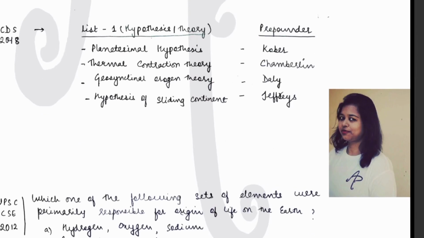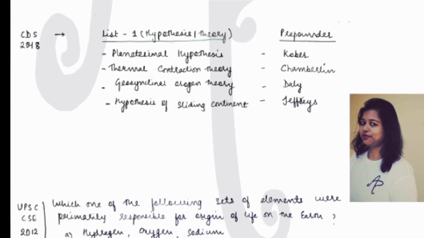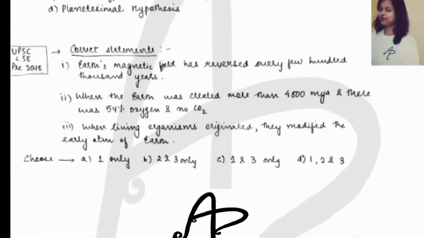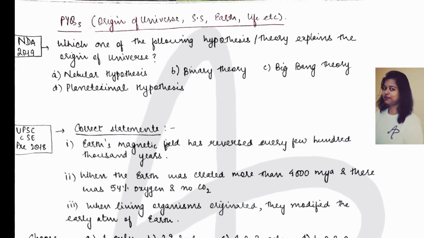Let's see the next question. The next question was asked in CDS 2018. So it gives you 2 lists and you have to match them. The first list is on the hypothesis or the theory, very similar to the first question we did. So you can see like NDA, CDS, ये सब में origin और इसको लेकर के hypothesis या theory को they ask you the questions, right?